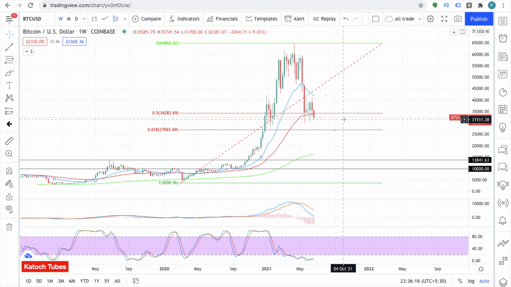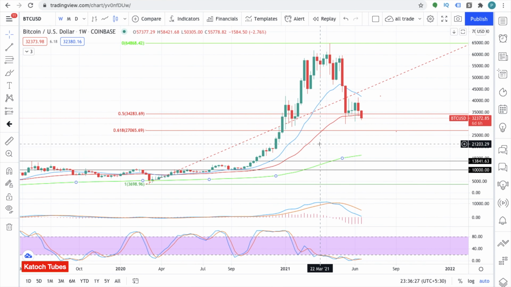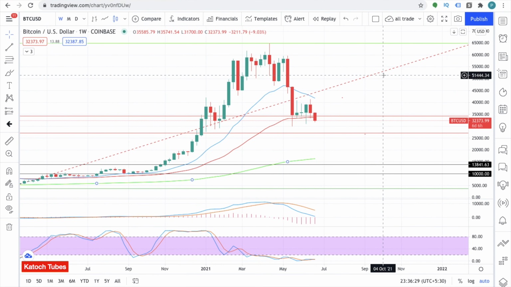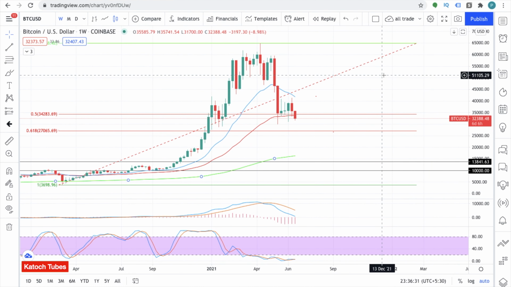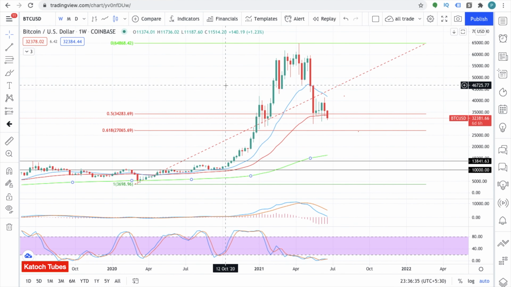So these lines act as strong support and resistance areas and will tell you where the symbol is going. There are a lot of patterns to analyze. You have a death cross, you have a golden cross, but that is a different topic to discuss. That's not in the scope of this particular video.